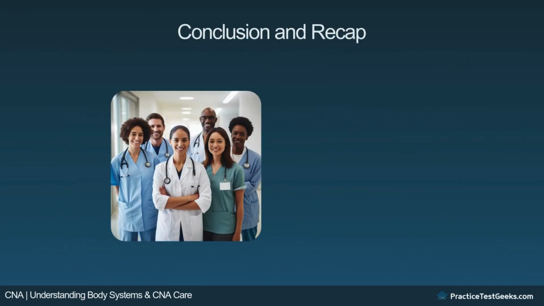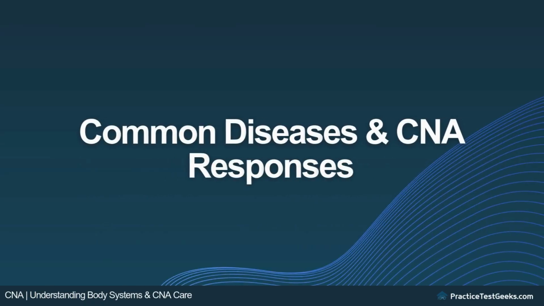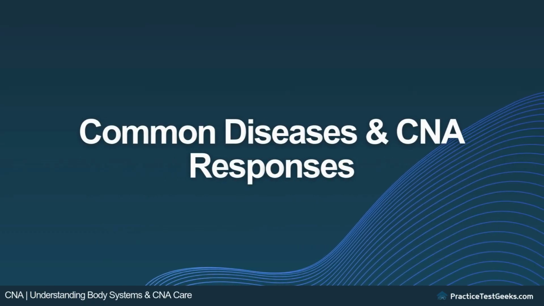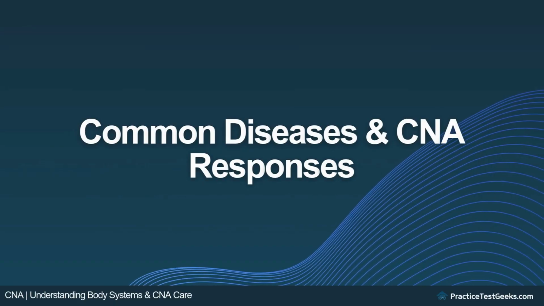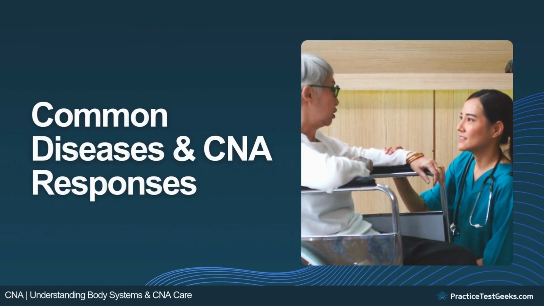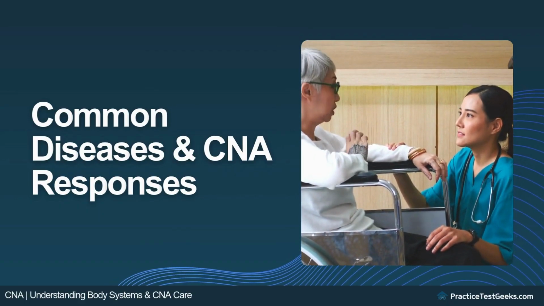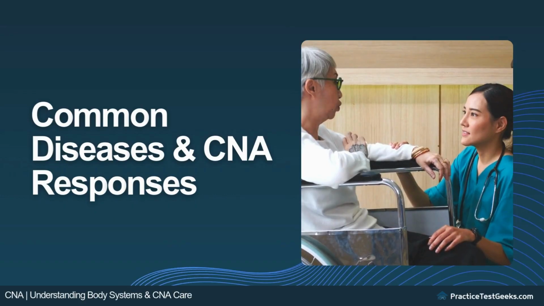Conclusion and recap. By deeply understanding these critical body systems, CNAs enhance their caregiving effectiveness, ensuring patient safety, dignity, and improved outcomes through informed, compassionate care. This course provides in-depth knowledge of common diseases affecting the body systems and the essential responses required from CNAs. By understanding these conditions, CNAs can recognize symptoms early, provide the appropriate care, and help prevent complications to improve patient outcomes.